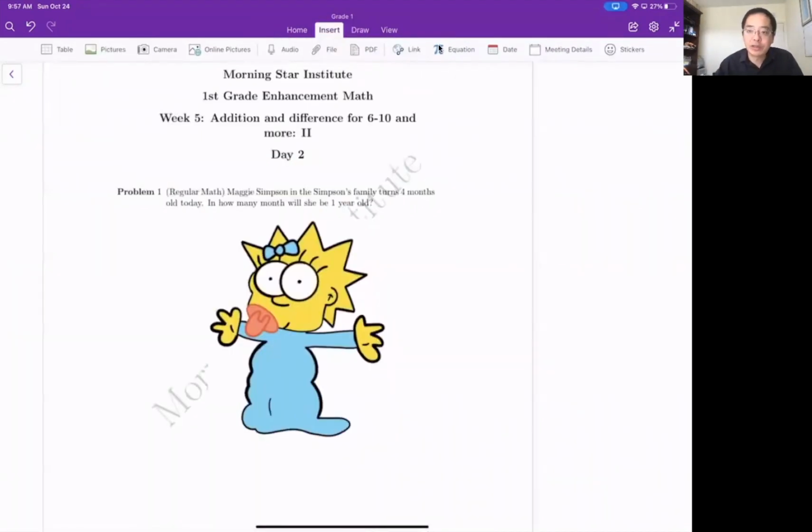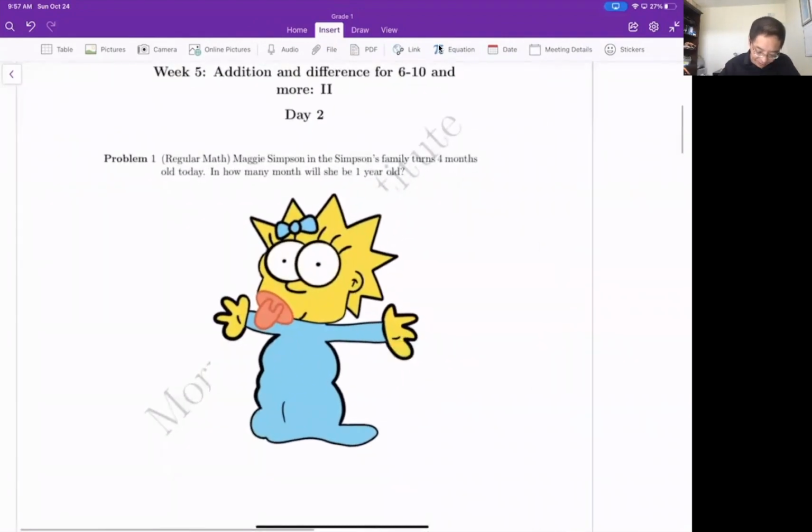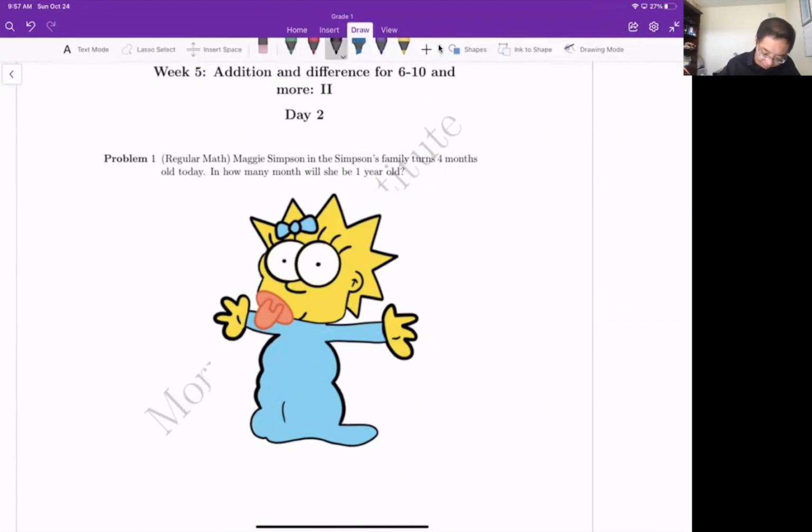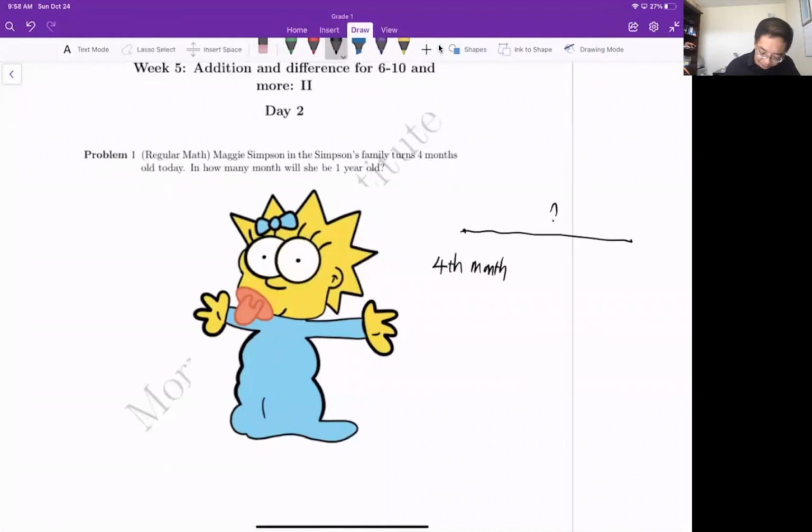Day 2, question number 1. The problem says Maggie from the Simpson family turns fourth month old today. So this is the 4th month. And then the question is, after how many months she will be 1 year old? Each year has 12 months, so basically it just goes to the 12th month. So from here to here is 12 minus 4, which is 8. So the answer is in 8 months, she will be 1 year old.